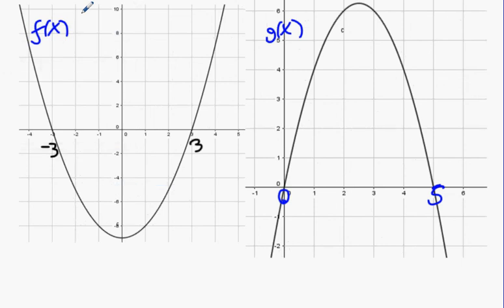Another thing you've got to wonder about is we have this as an x squared function. I know it's an x squared function because it's U-shaped. I know the other one is minus x squared because it's n-shaped. That's a good start off, okay?